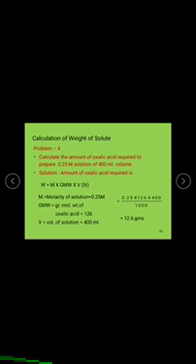Calculate the amount of oxalic acid required to prepare 400 ml of 0.25 M solution. The amount of oxalic acid required, W = M × GMW × V in liters. The gram molecular weight of oxalic acid is 126, and the volume is 400 ml. On simplification, we get 12.6 grams of oxalic acid required.